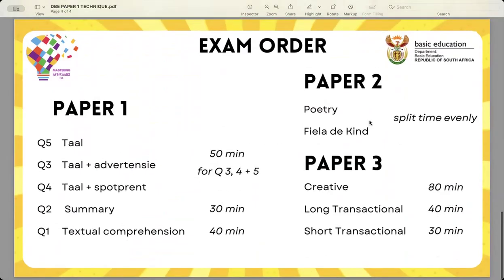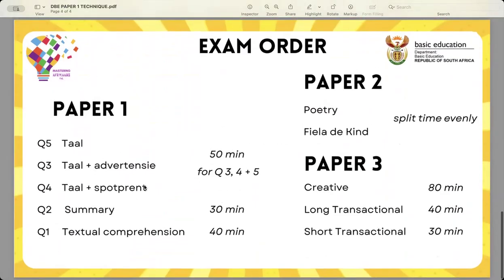So this is what I suggest you do for paper one, and I've given you the time allocation. The reason why I've done this is I do suggest you do a practice exam before you start writing the exam. You can find old practice exams on the Department of Education website. They give you the memos as well. And I would definitely do at least two practice exams before you write your final exam.